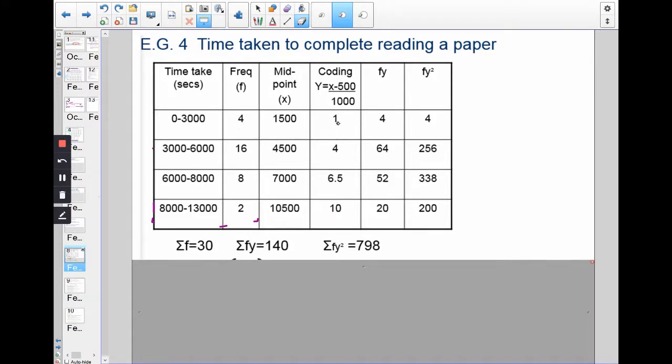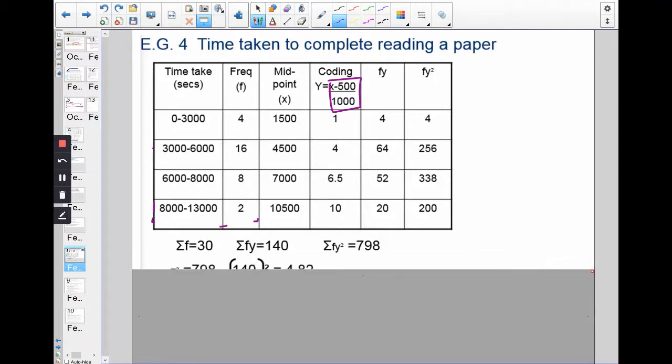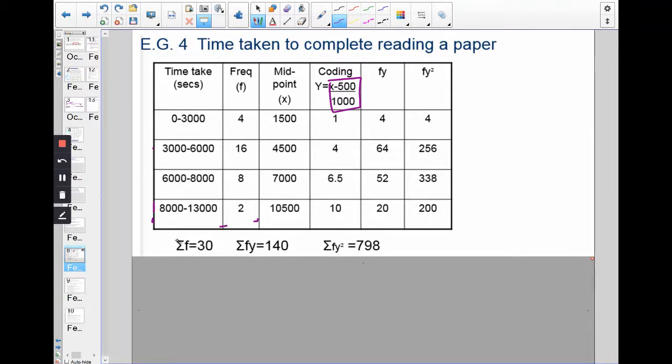Once you have that, you can then work out frequency times y. And remember, y is represented by this. So 4 times 1 is 4. And then frequency times y squared. So this would be 4 times 1 squared, 16 times 4 squared, and so on. Now you've been given a data summary here underneath, and typically for A-level questions, you don't really often get questions where you have to do all this number crunching. Like what you will get, as you saw in last week's questions, is the summary data here. It's been calculated for you.